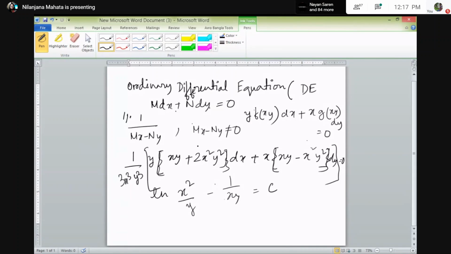Ma'am, I'm saying that instead of multiplying the whole thing by 1 by 3 x cube y cube, we can simply multiply it by 1 by x cube y cube. You mean to say that even if you multiply by 1 by x cube y cube, that will be exact? No, ma'am, I'm not talking about it being exact. We are getting the same solution. Yeah, because you are just multiplying by a constant term 1/3.